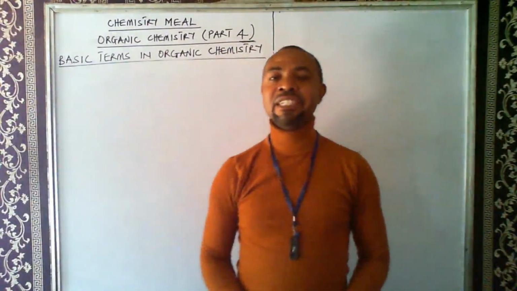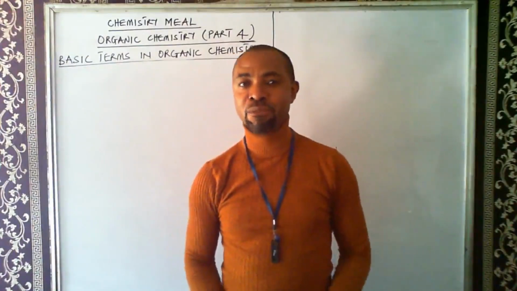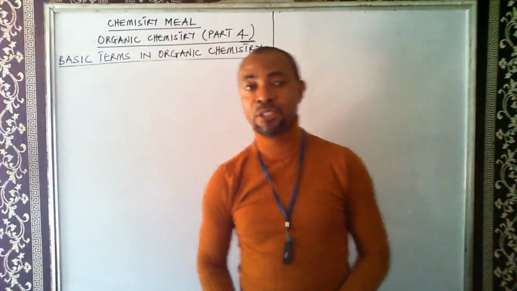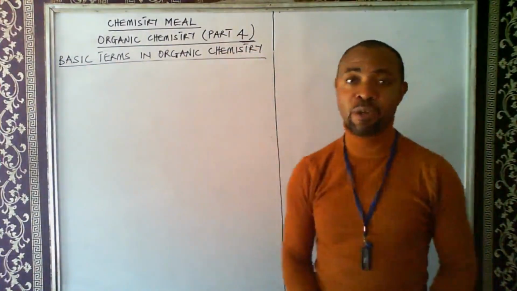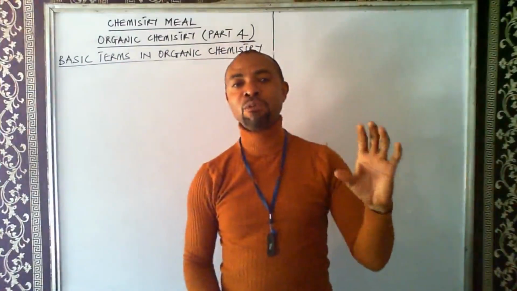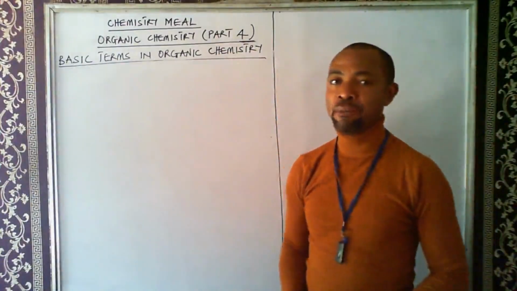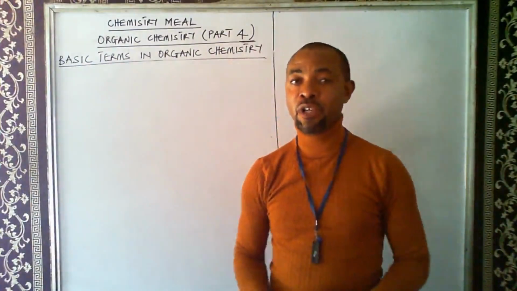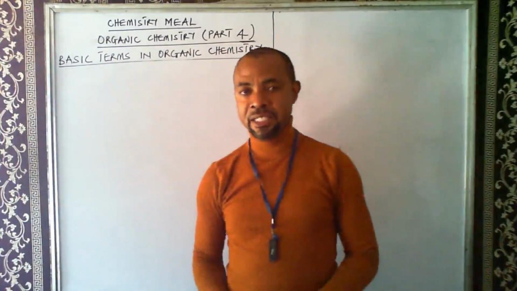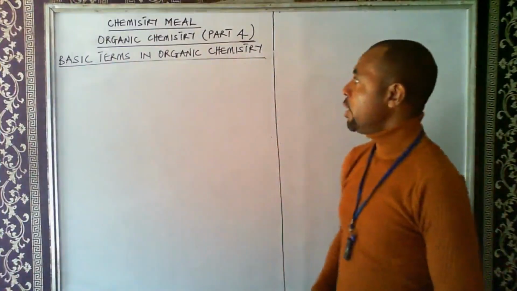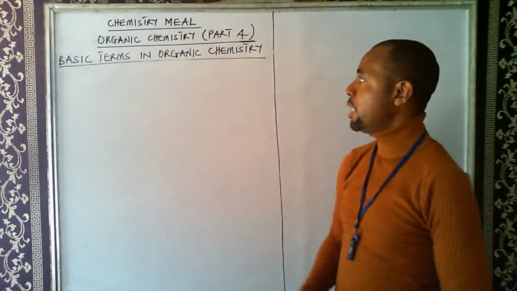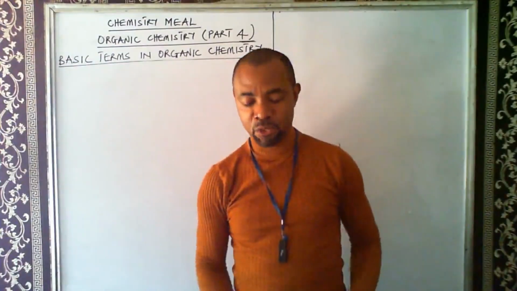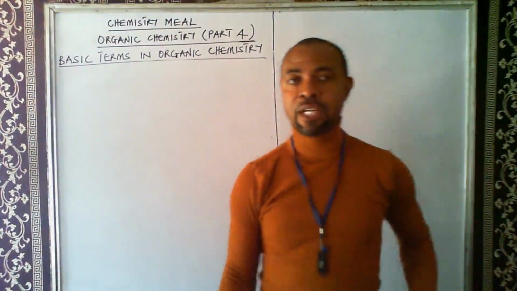Today on Mathematics and Science Meal, we'll be taking a meal from the subject chemistry, and the topic is organic chemistry, part 4. We have looked at part 1, part 2, part 3, and now we are on part 4. Make sure that you watch the previous videos so that you can follow us properly in this edition. Today we'll be looking at basic terms in organic chemistry. Just relax as we take this meal together.